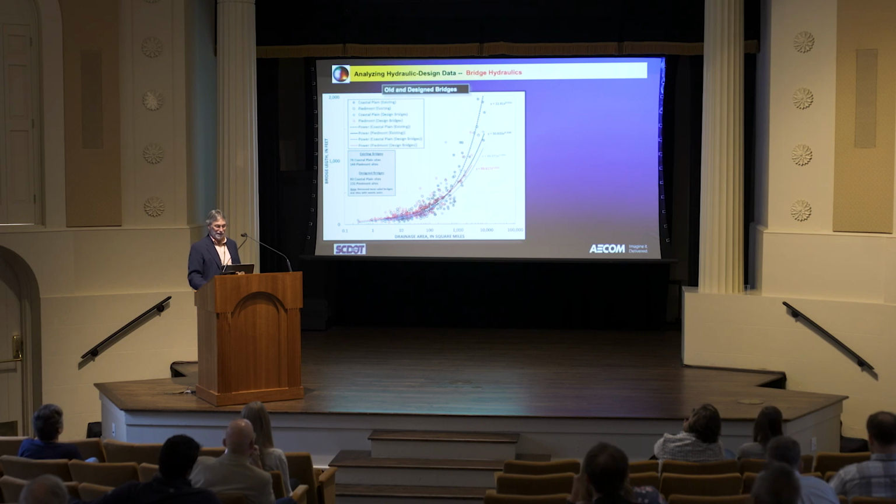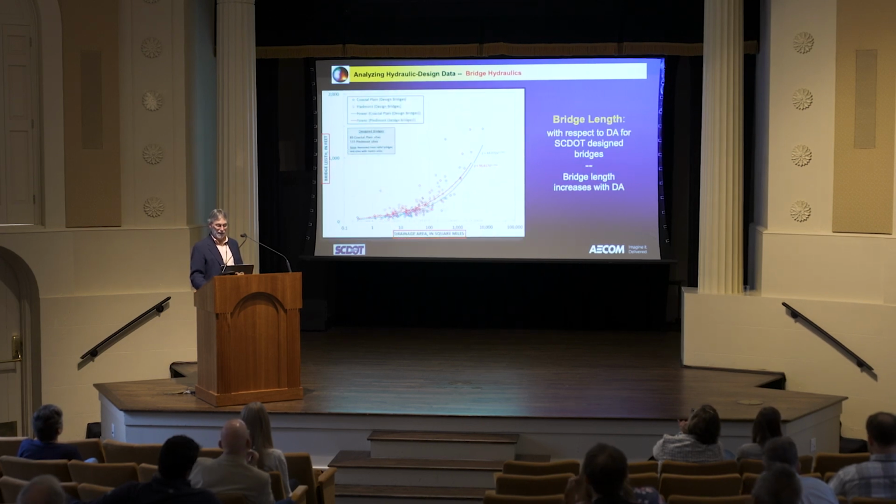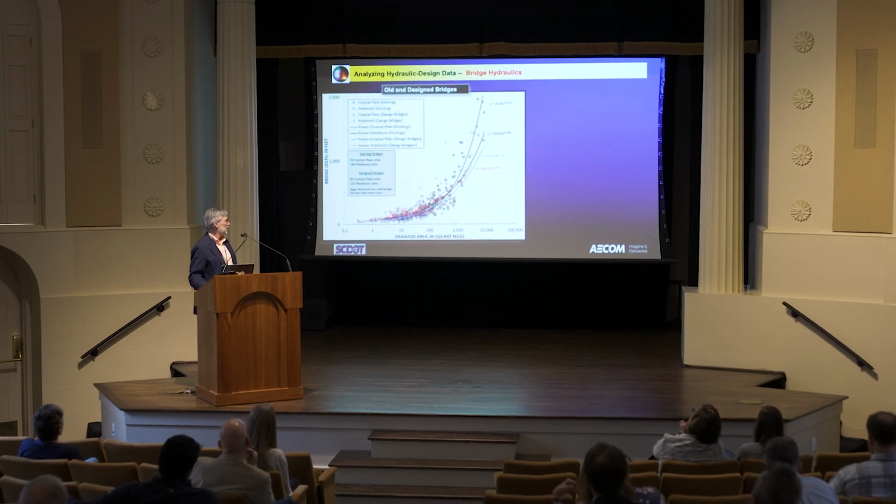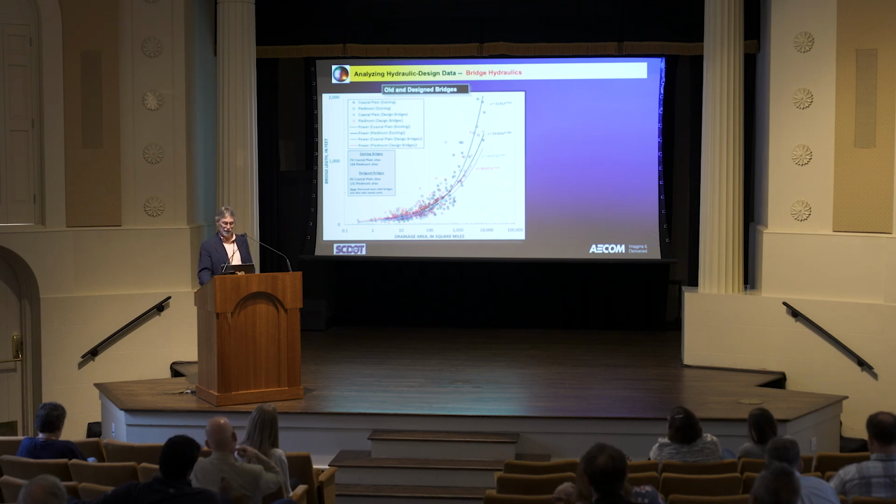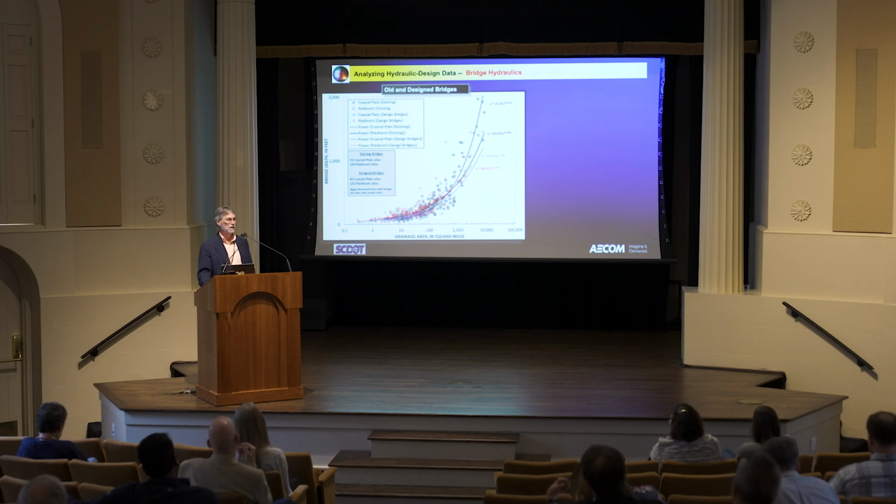So that was the SCDOT design data. This graph includes that data, but also I pulled in the USGS data, which was just based on scour analysis. It wasn't a design study. And they fall over top of one another pretty well, just confirming that the trends are reasonable.